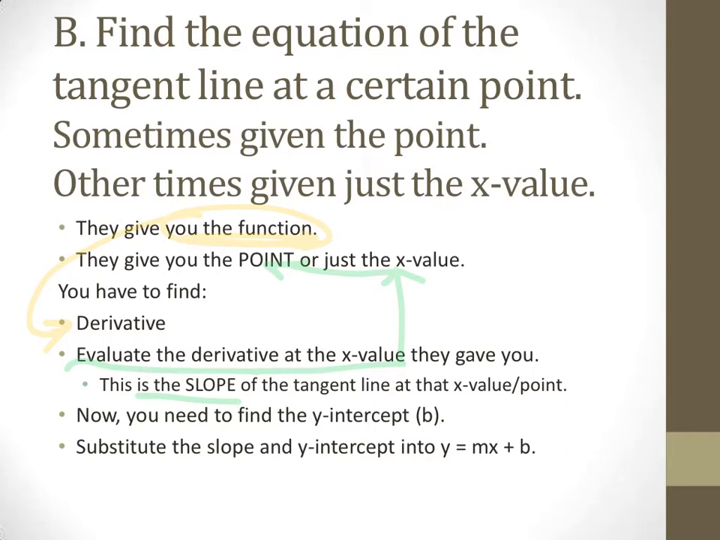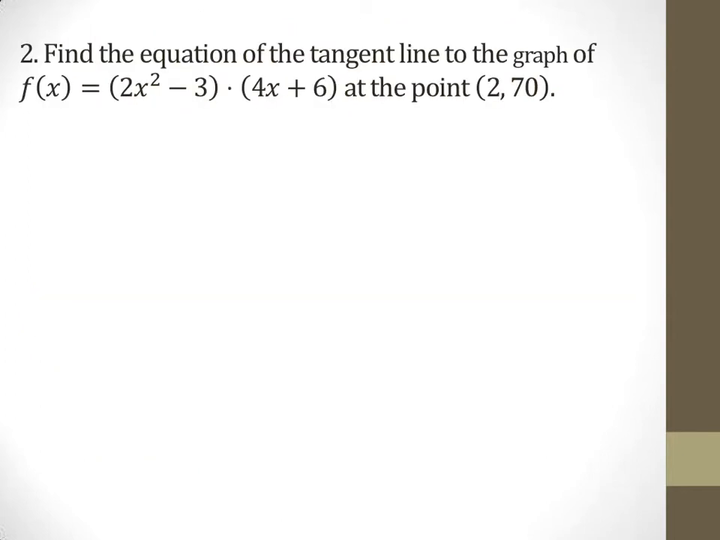Now remember, in order to do y equals mx plus b, we need to have the slope and y-intercept, so we've got to find that y-intercept. So let's go ahead and walk through that. Find the equation of the tangent line to the graph of this function at this particular point. So here's an x and y. Let's go ahead and use the product rule just for practice. So this is p, so that means p prime is 4x. This is q, so that means q prime is 4.